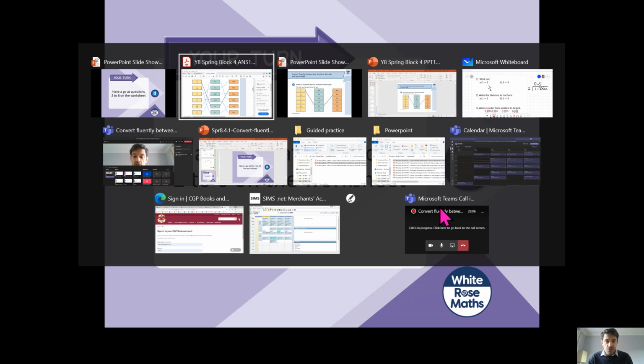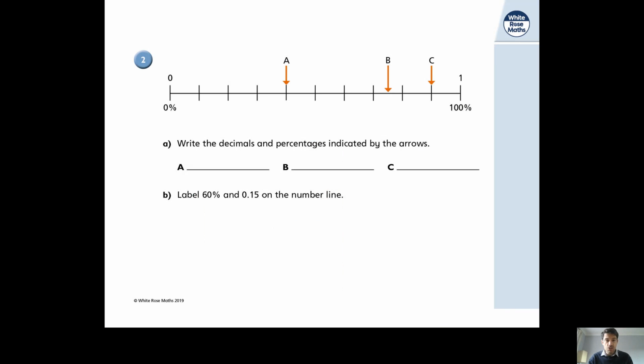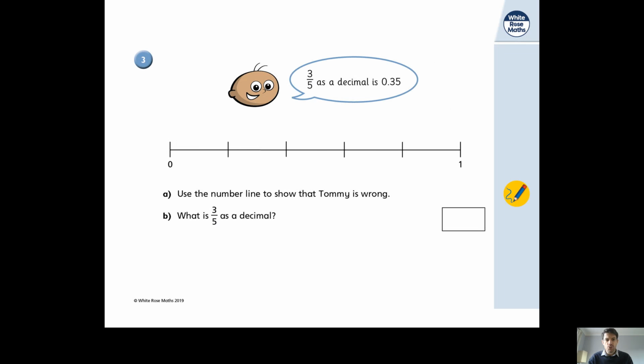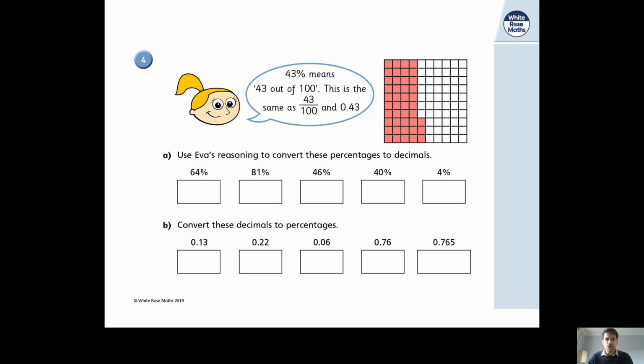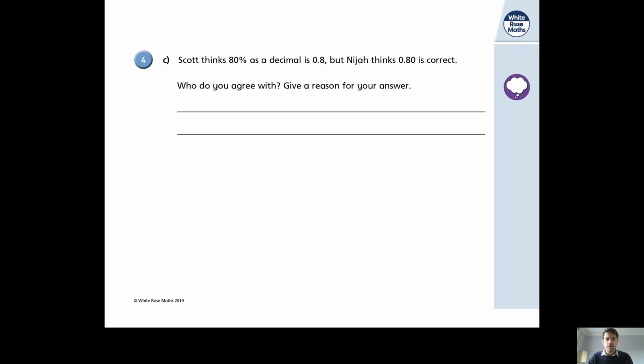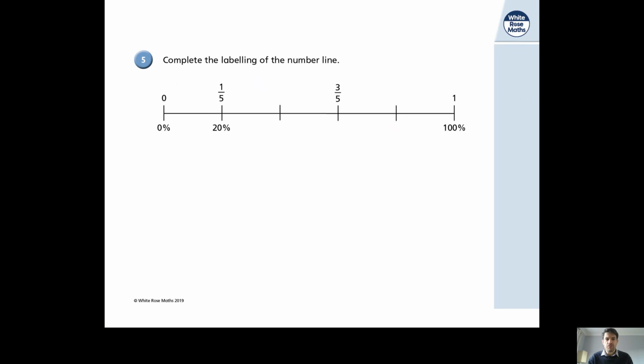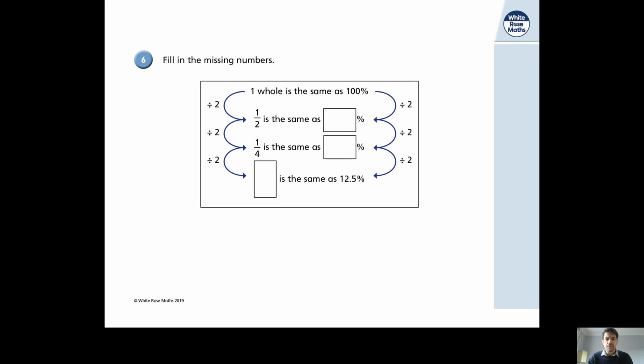Questions 2 to 6 on the worksheet. So question 2, you're going to have to pause the video. Question 3, pause the video. Question 4, pause the video. And the other part, question 4. Question 5, pause the video. And question 6, pause the video.